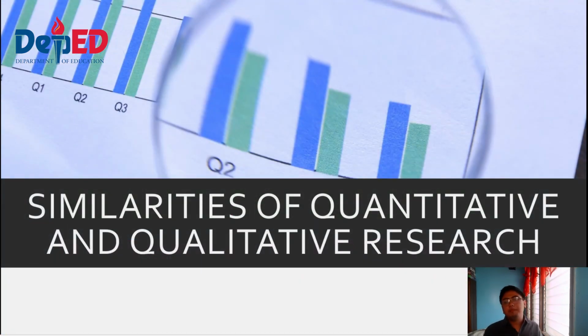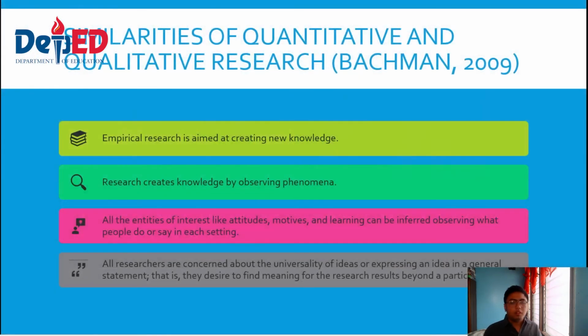So let's look at the similarities between the two. First, empirical research is aimed at creating new knowledge. Because according to Bachman, 2009, the two are empirical by nature. It means paikot-ikot lang. Not just paikot-ikot with knowledge. It is a cycle wherein you research new things, you prove, then you research again. You create new knowledge because of research. Research creates knowledge by observing phenomena.